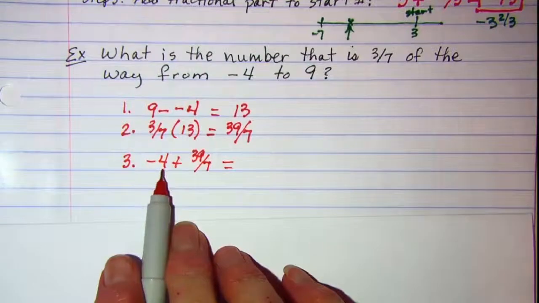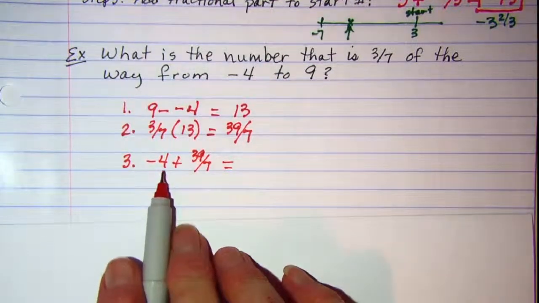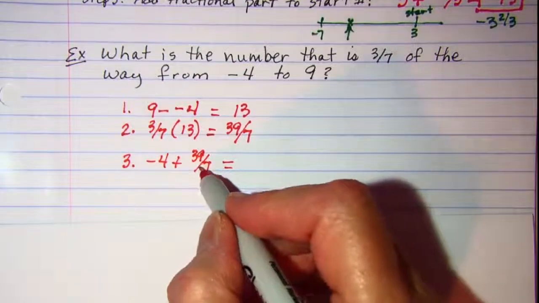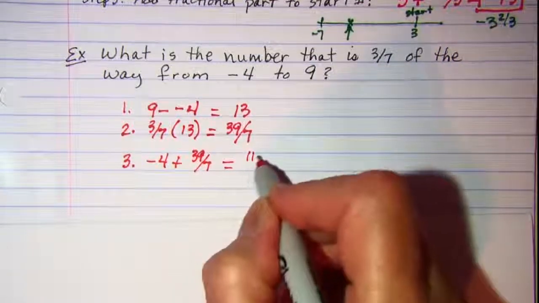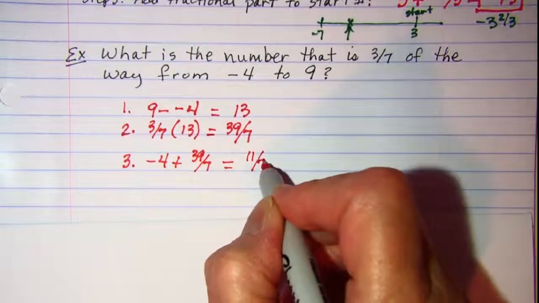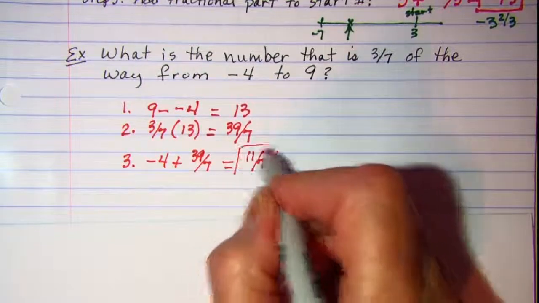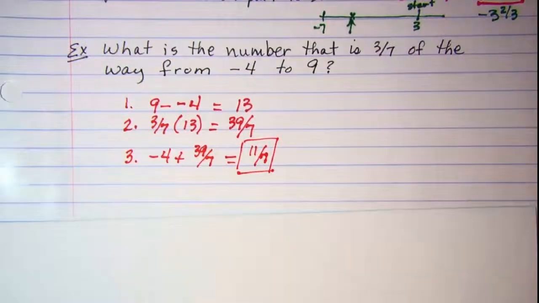-4 is the same as a -28/7. So that'll give me 11/7. Do one more.